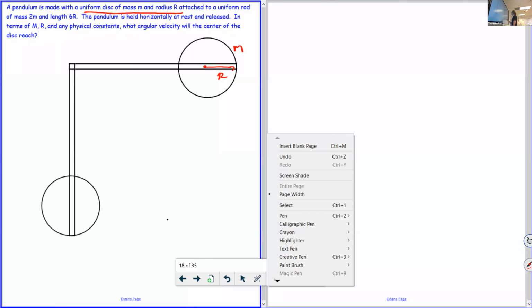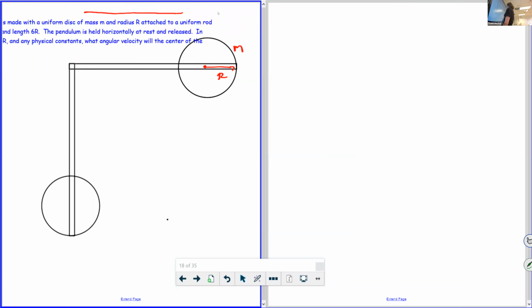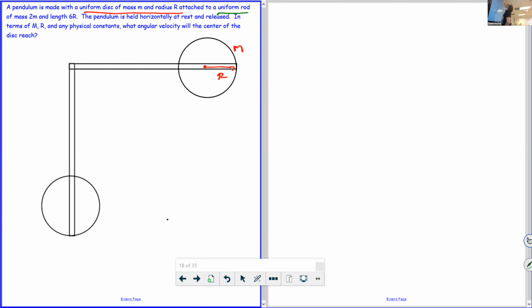Uniform rod of mass 2m and length 6r. It's held horizontally at rest and released, so it's going to swing down like this. All right. And so again, really the only force here is gravity. So our total energy should stay the same, which means our change in total energy is 0, which means if you add the change in gravitational potential energy and the change in rotational kinetic energy, you have to get 0.